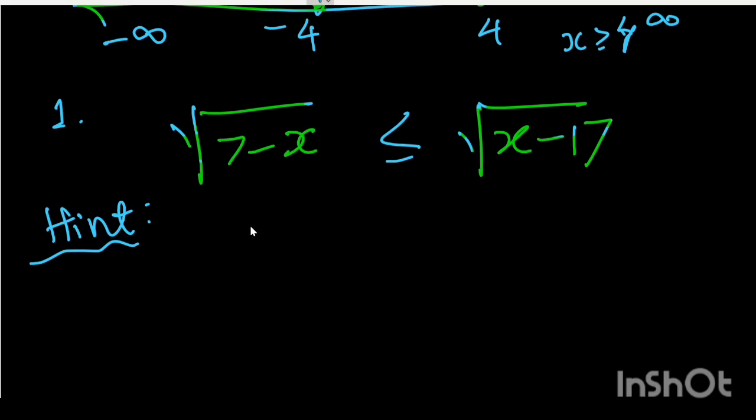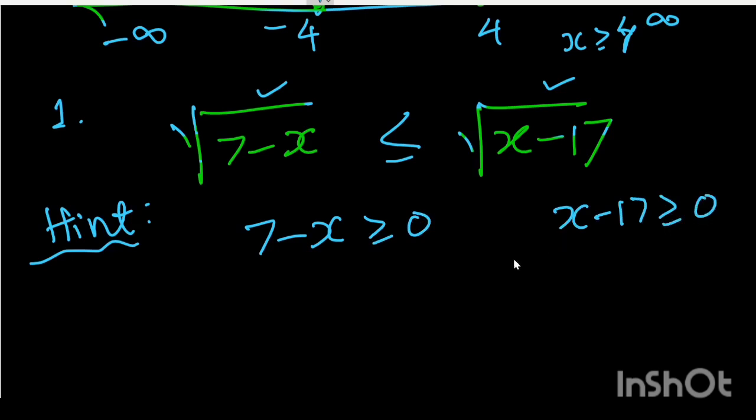The domain is something that we need to get which can satisfy this square root as well as this square root. So 7 minus x greater than equal to 0 and x minus 17 greater than equal to 0. In order to calculate the domain, we need to take what? The "and" of these two. We need to take the intersection of these two, because x should satisfy both root 7 minus x as well as root x minus 17. So we need to take the intersection.